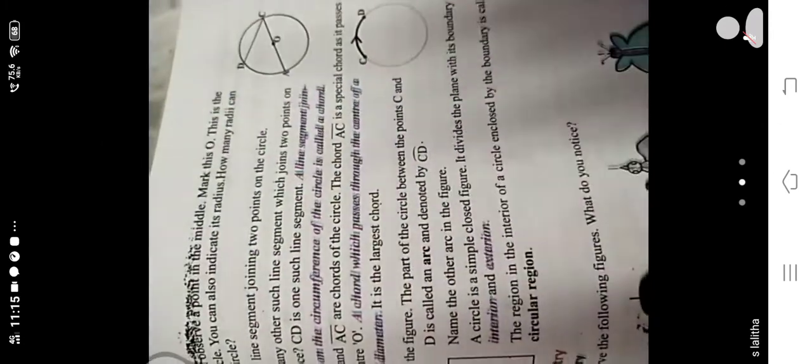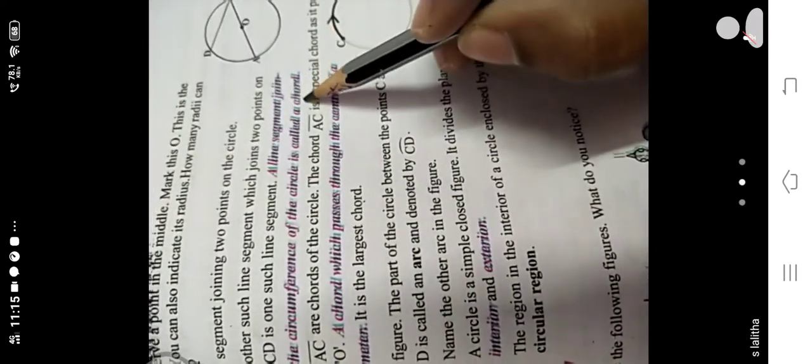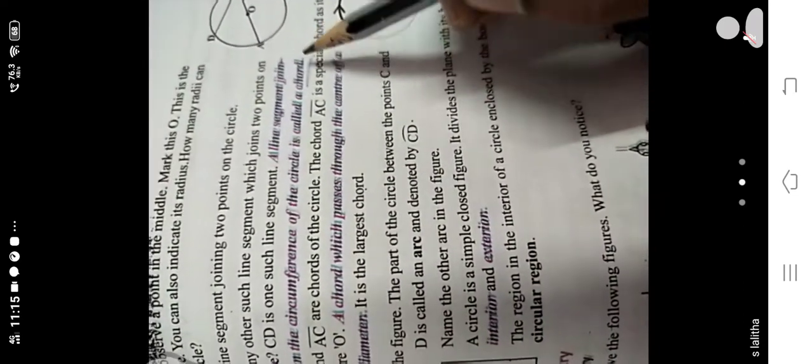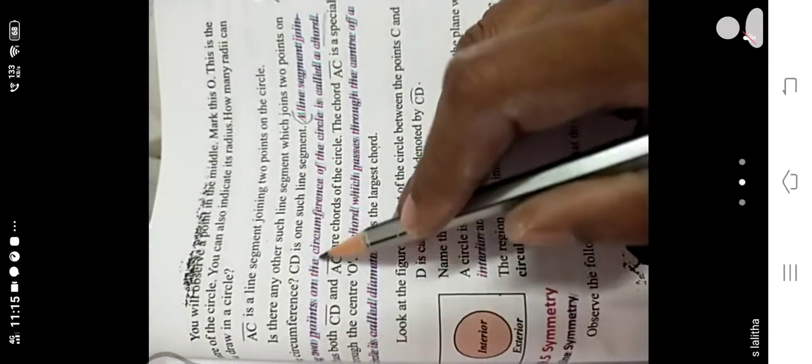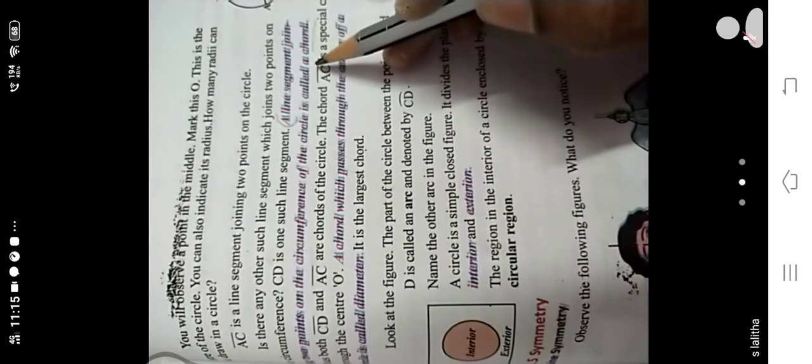Put the heading chord. C-H-O-R-D, chord. Put the heading chord and write from here. A line segment joining two points on the circumference of the circle is called a chord.